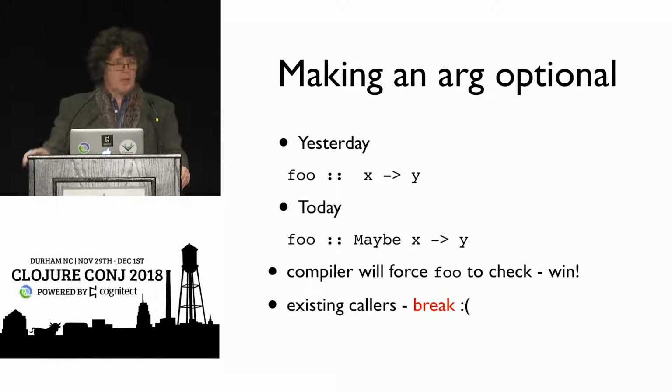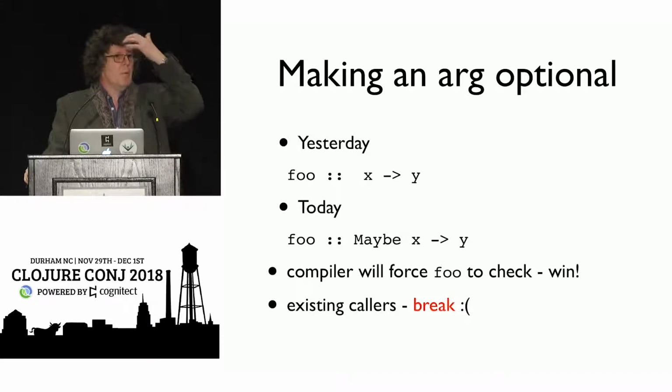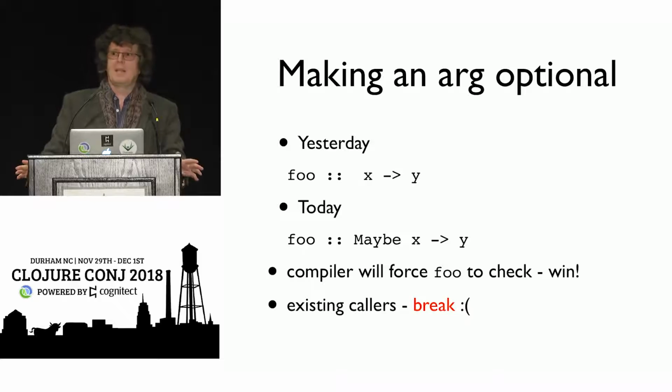So we make this change. We say foo now takes a Maybe X. This is the way you represent optionality, and returns a Y. And the compiler inside foo will make sure that the code in foo doesn't accidentally fail to consider nothing, right? Woo! That's all win. Except what? This breaks existing callers. This is a breaking change. It should be a compatible change, but it's a breaking change.